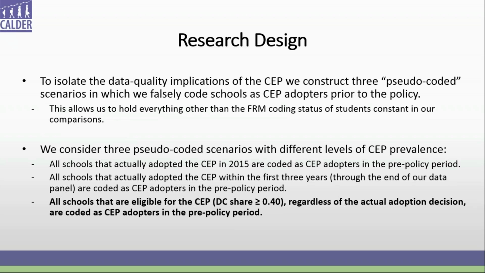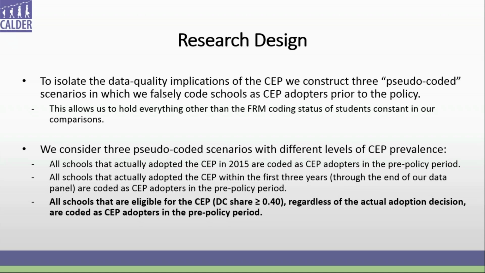So our strategy for isolating the effect of the CEP is what we're calling these pseudo-coding scenarios that we've created in our data set, where we're basically going to falsely code schools as adopting the CEP before they actually adopt it. This strategy is going to allow us to hold everything else about the data the same, and we're just going to falsely code some schools as if they had adopted the CEP before it happened.